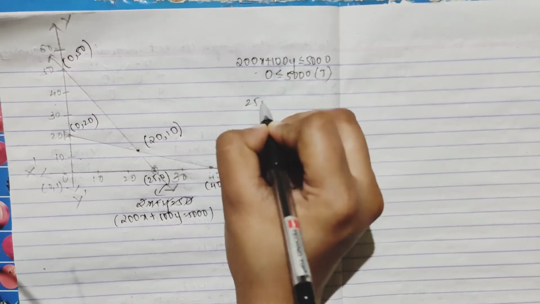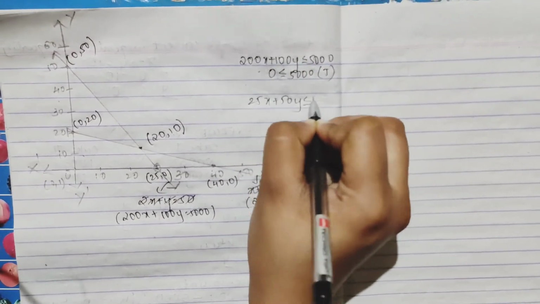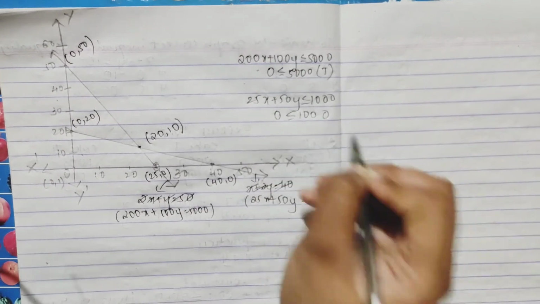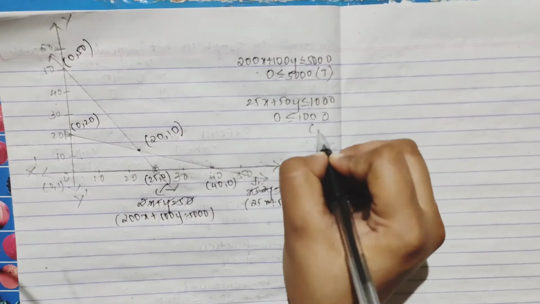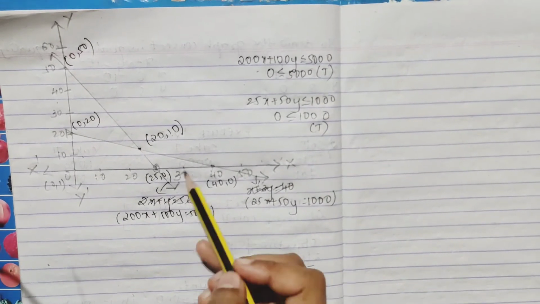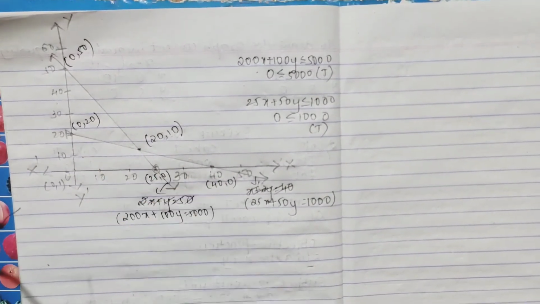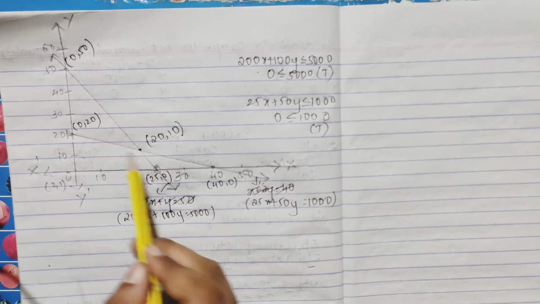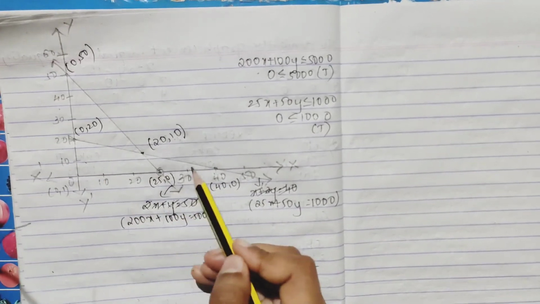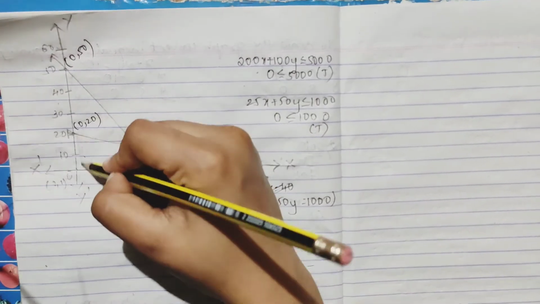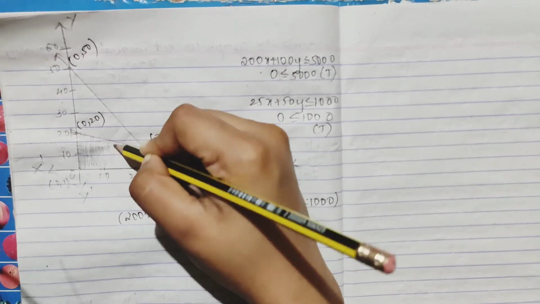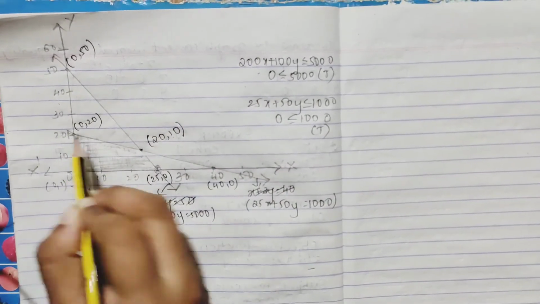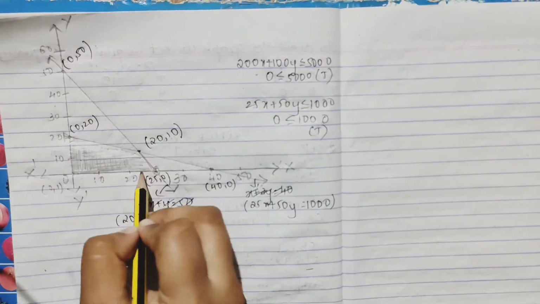Second is 25x plus 50y less than or equal to 1000. If you put 0, this is also true. So the region will be, again for this line also, this section. For this line it will be this section, and for the other line it will be this section. So the common region is this. We will shade our common region. Like this, shade it.